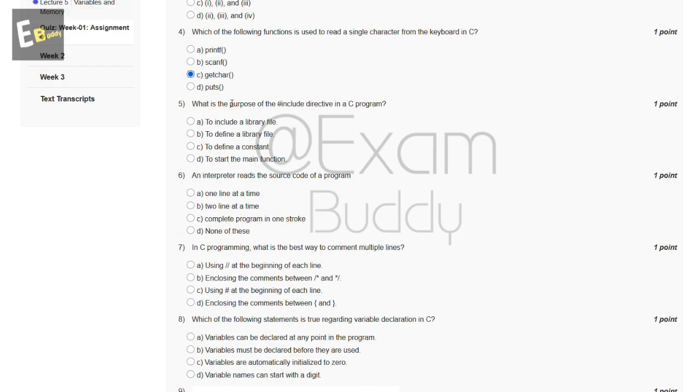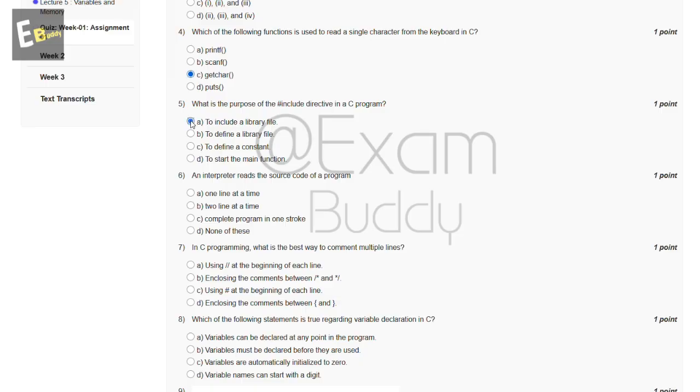Now the fifth question is, what is the purpose of the #include directive in a C program? These are the options: to include a library file, to define a library file, to define a constant, to start the main function. The answer of the fifth question is A, to include a library file.